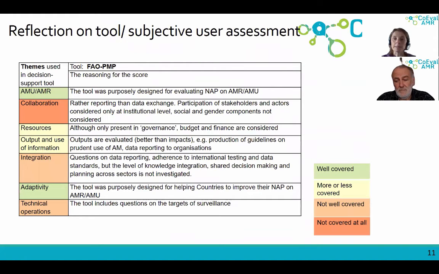As regards our experience in using this tool, we underlined that it was possible to specifically evaluate AMR and AMU in our system, since the PMP tool was specifically created for helping countries to improve their national action plan to fight antimicrobial resistance.